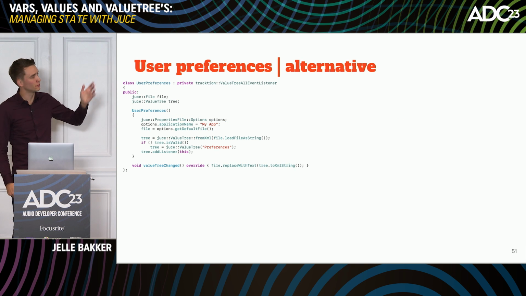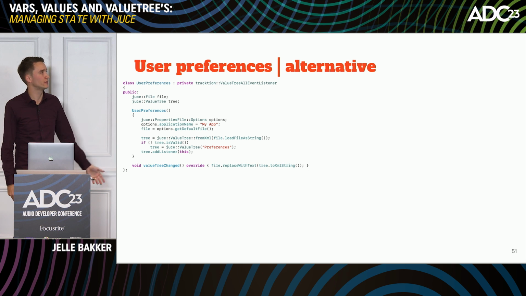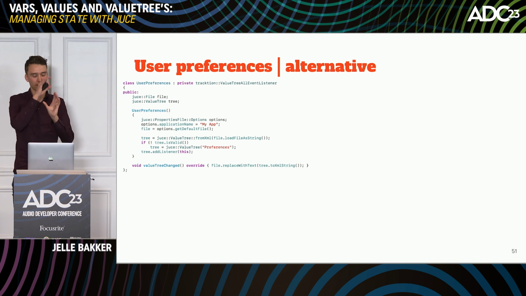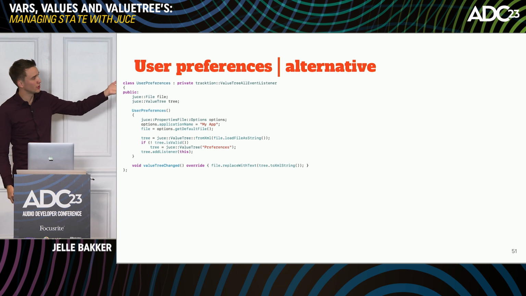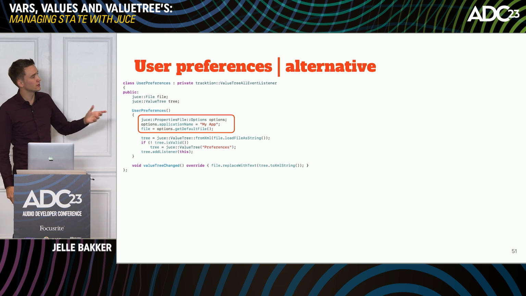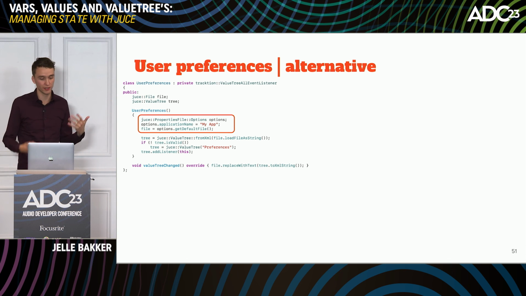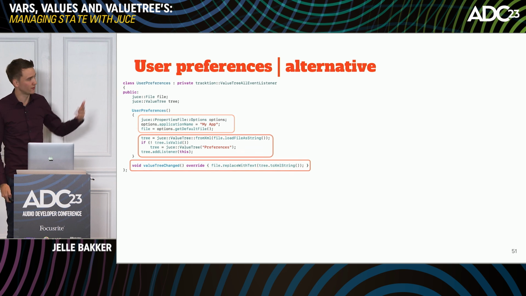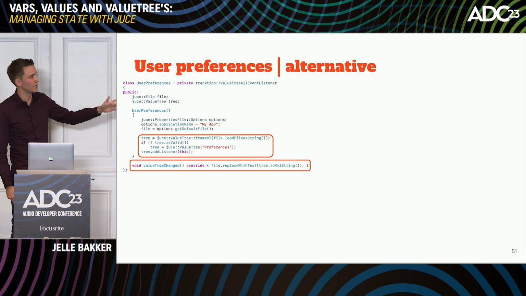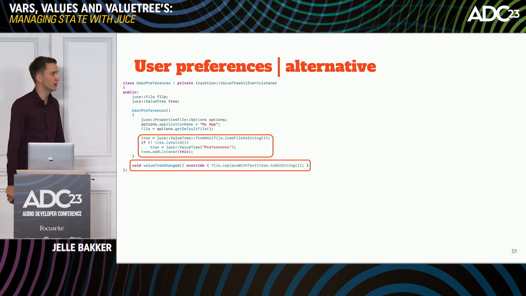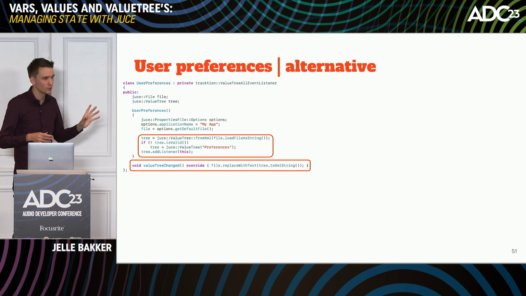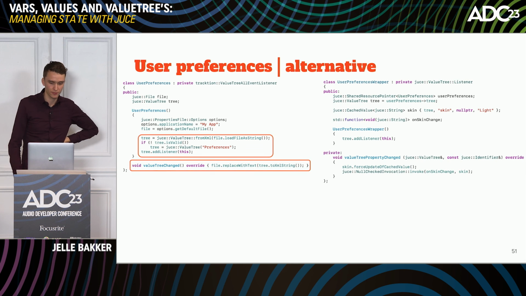An alternative for property file is a value tree. So you could have a value tree if you have maybe a tree structure that's not flat and you have more complicated settings. Also my own implementation. I still use the property file options to decide on the file path. And then I have a value tree that I load from disk. And then when anything changes in the value tree, because I'm observing it, I'll just write it to file. It's very simplified. You probably don't want to write to file on every single change synchronously.